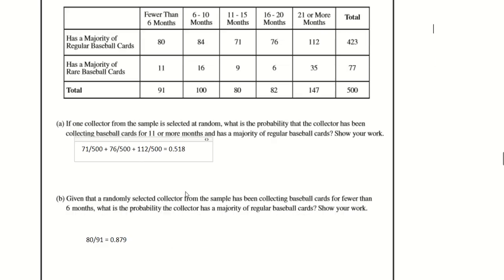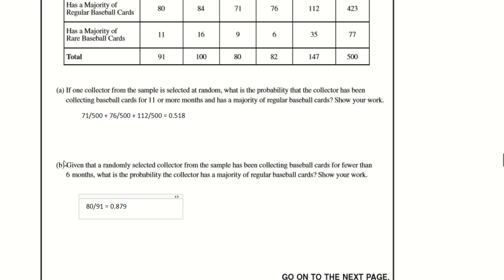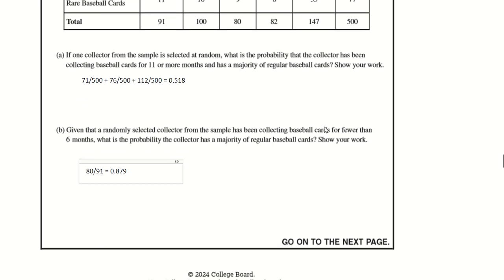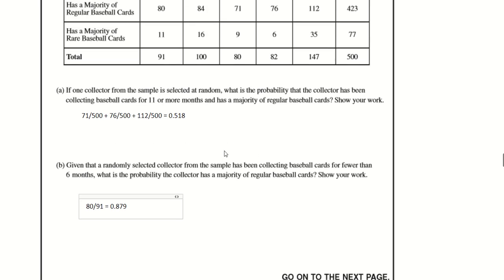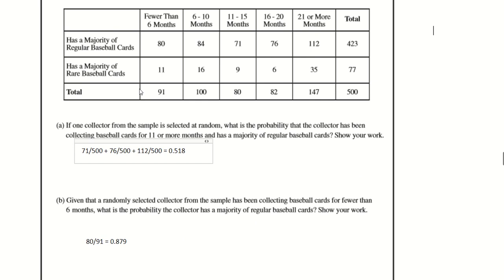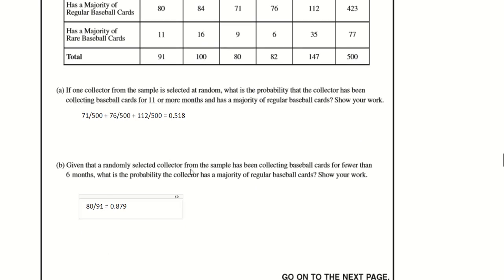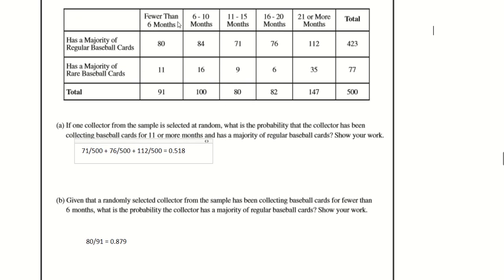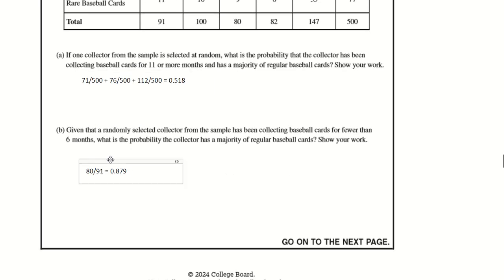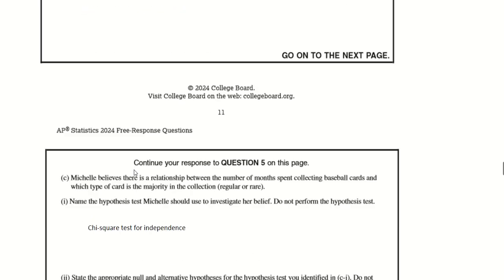That gives us 0.518. The next problem is asking what is the probability, for a collector selected from the sample who has been collecting baseball cards for fewer than 6 months, given that, what is the probability the collector has a majority of regular baseball cards? So given fewer than 6 months, we're looking at this column right here. The total for this column is 91, and we're looking at a majority of regular baseball cards, so it would be 80 over 91, and that gives us 0.879.